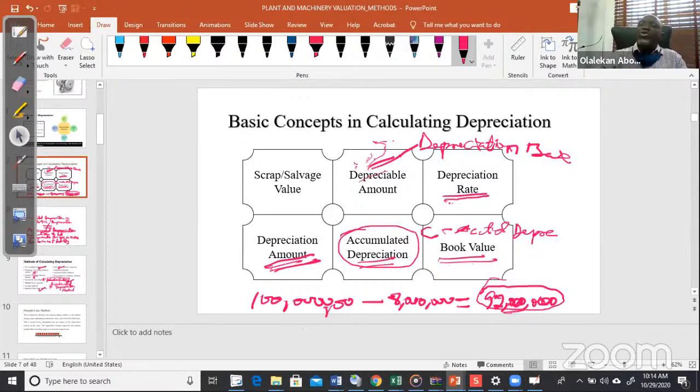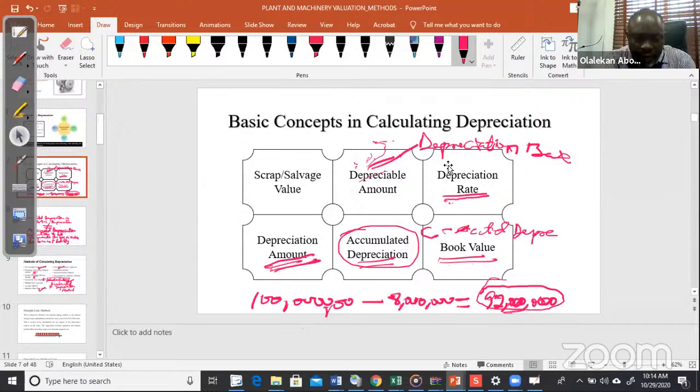Now, when the asset has reached the end of its economic lifespan, your book value will be the same as your scrap value. Because as at that time, you would have written off completely all your depreciation, your depreciable sum. You would have written them off completely.